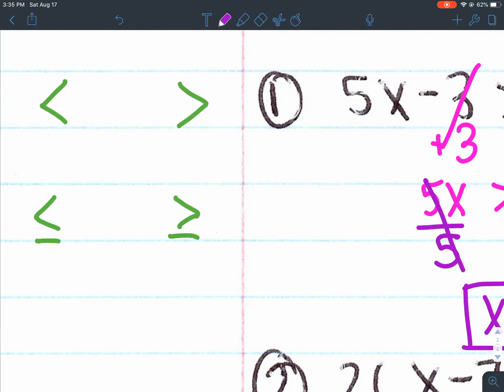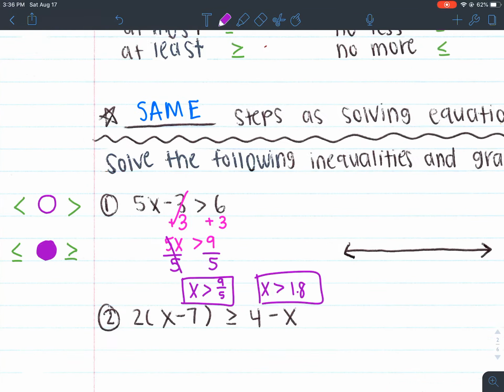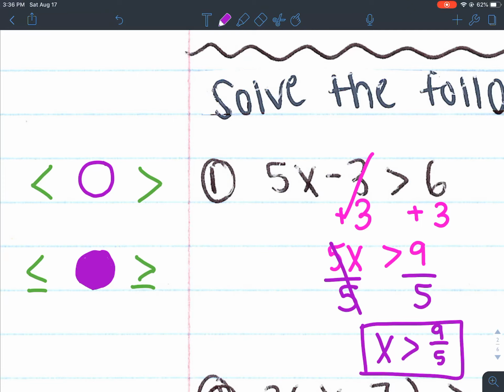If I have less than or greater than with no line underneath, my circle when I graph it is going to be an open circle. If I have less than or equal to or greater than or equal to, I'm going to have a circle which is filled in. So you will fill in your circle. So, open for less than or greater than, closed for equal to.